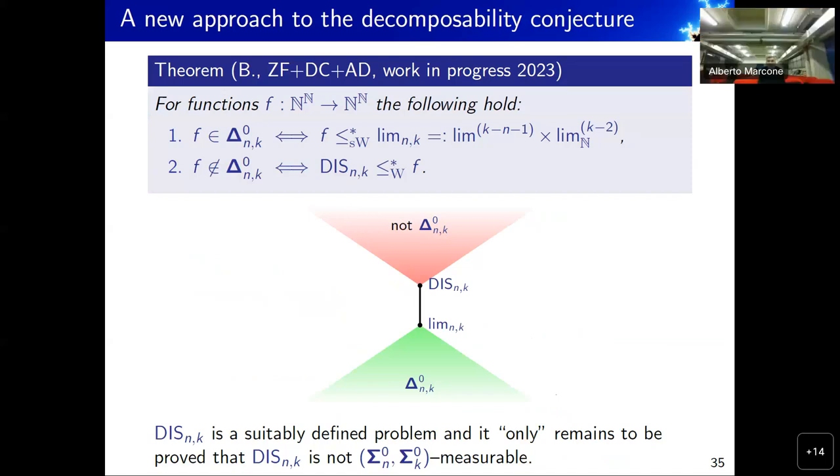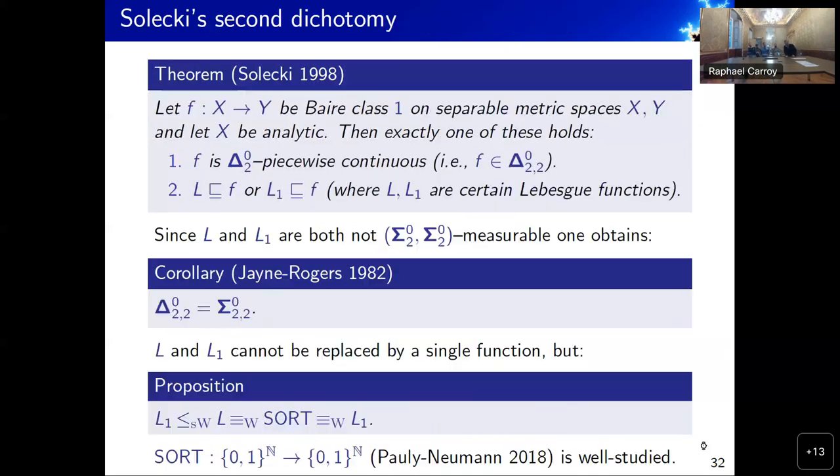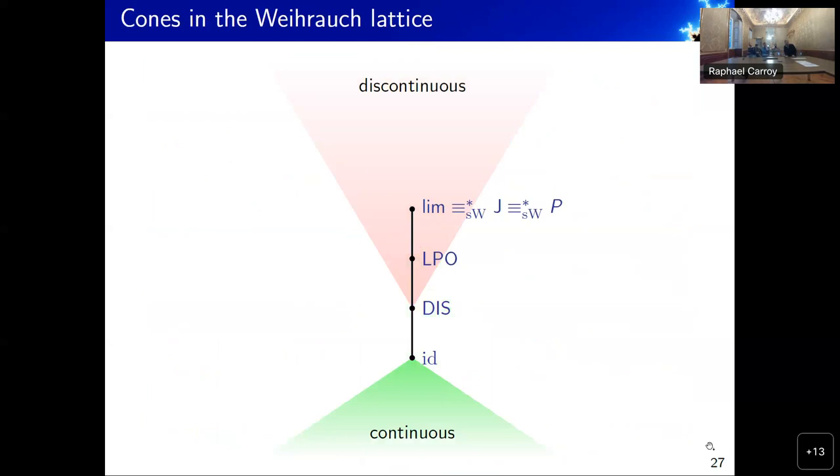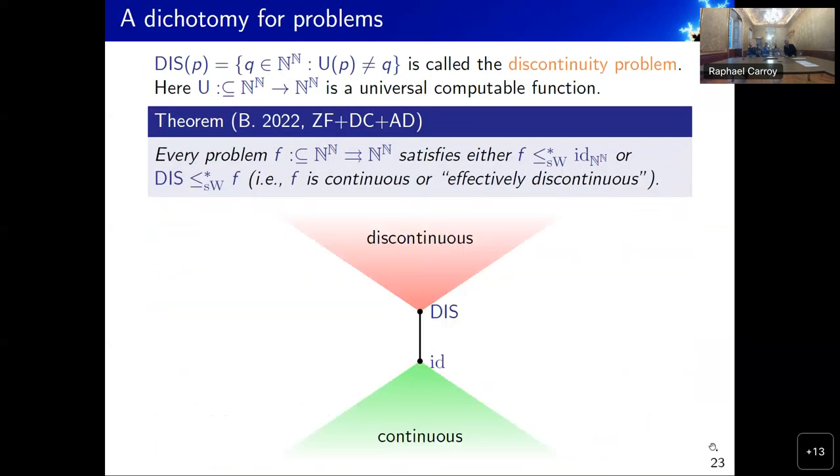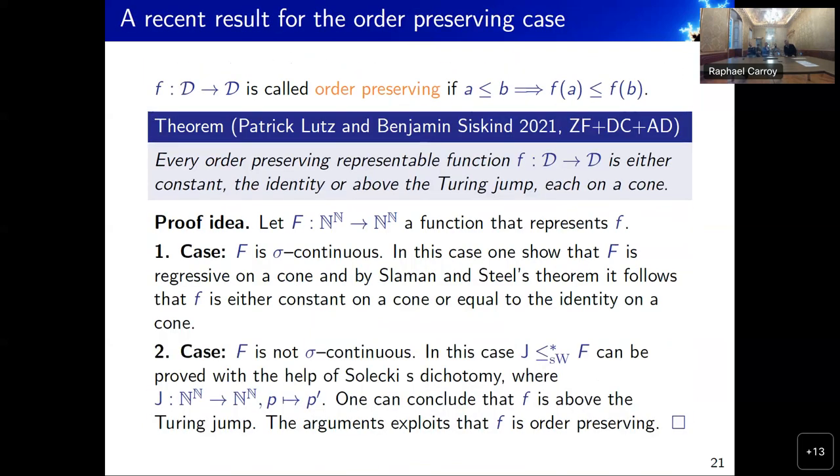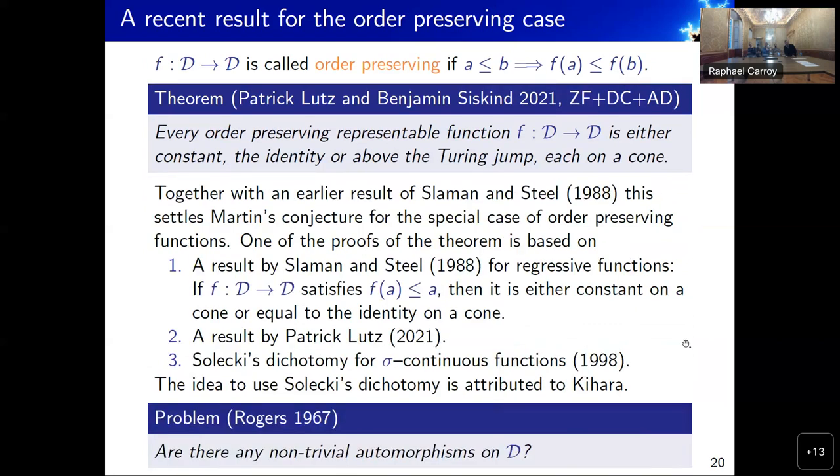Other questions or comments? I have a slight question, which is: with the Borel conjecture, you say that for Martin's conjecture the result was a solution, but it just said that either you are constant or above the jump, while you would have to be equal to an iterate of the jump. You mean here this result? Yes. Yeah, as I mentioned below here.